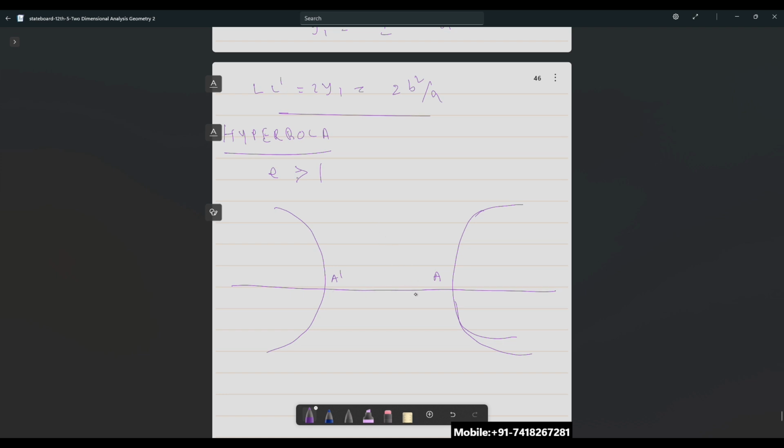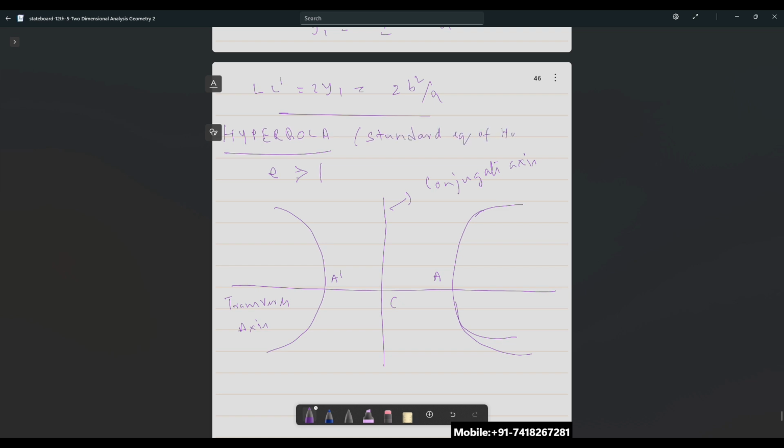In between you'll have a bisector. This is your x-axis, which we call the transverse axis. This is our conjugate axis. This is your C, the middle point. Now we are going to derive the standard equation of the hyperbola.